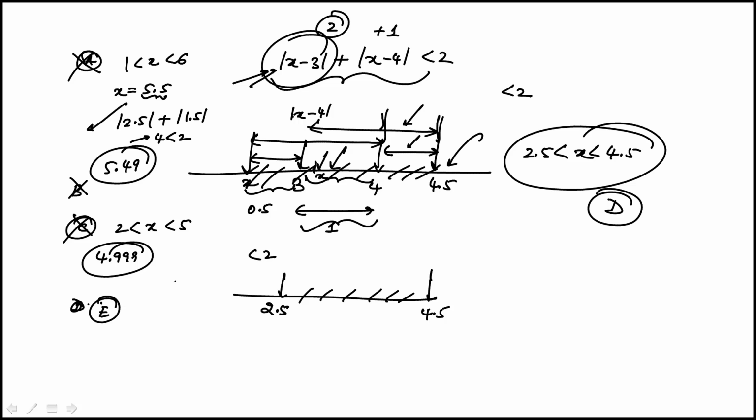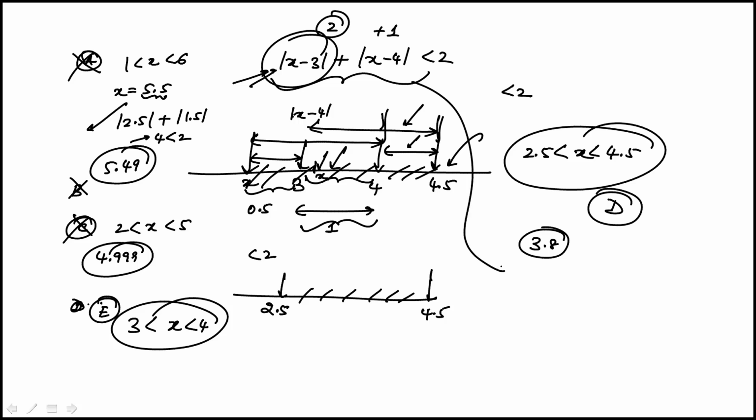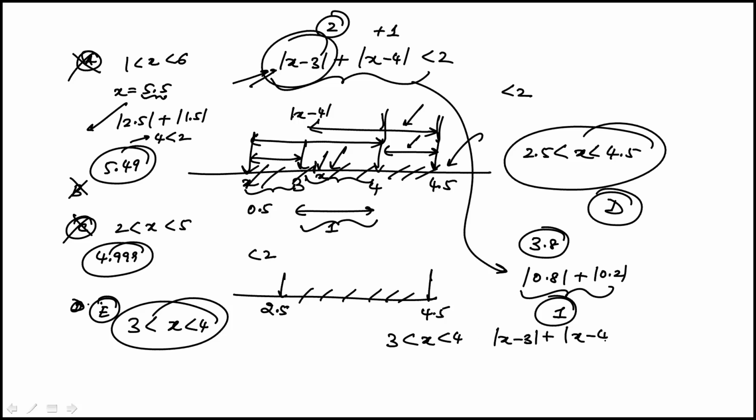E is a hard one because all these values will satisfy. As I discussed earlier, anything between 3 and 4 will satisfy. So for example, if you're doing 3.8, this will come out to absolute value of 0.8 plus absolute value of 0.2, which will be actually 1. In fact, this question I've seen before, that if x is between 3 and 4, you will find that that's equal to 1, no matter what x is. So, of course, any value that you pick in E will satisfy.